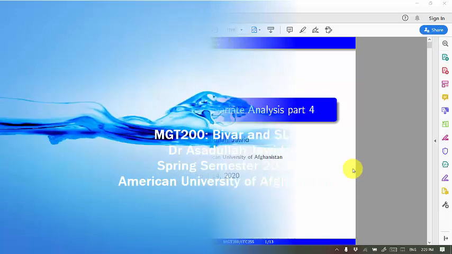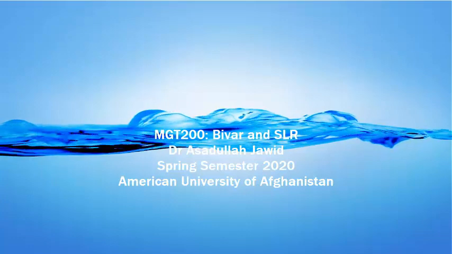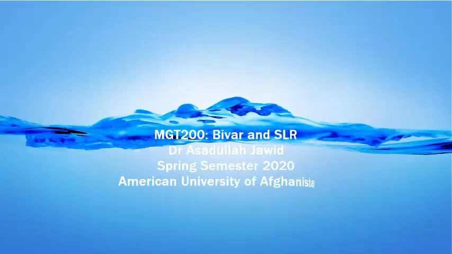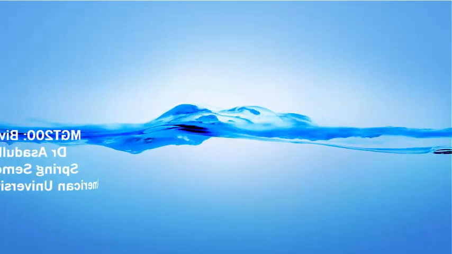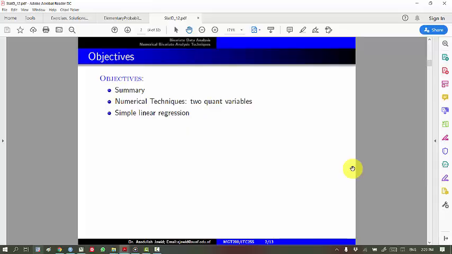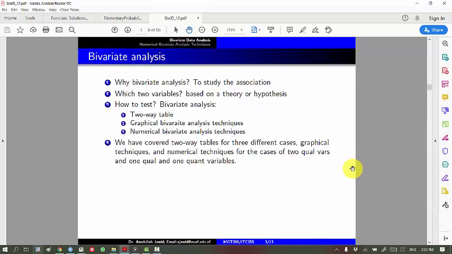Today we continue with our discussions on bivariate analysis techniques, and we explore the third case in numerical bivariate analysis techniques, where we have two quantitative variables, and in particular we will introduce simple linear regression. So far we have covered graphical bivariate analysis techniques and numerical bivariate analysis techniques for two qualitative variables, as well as one qualitative and one quantitative variable.